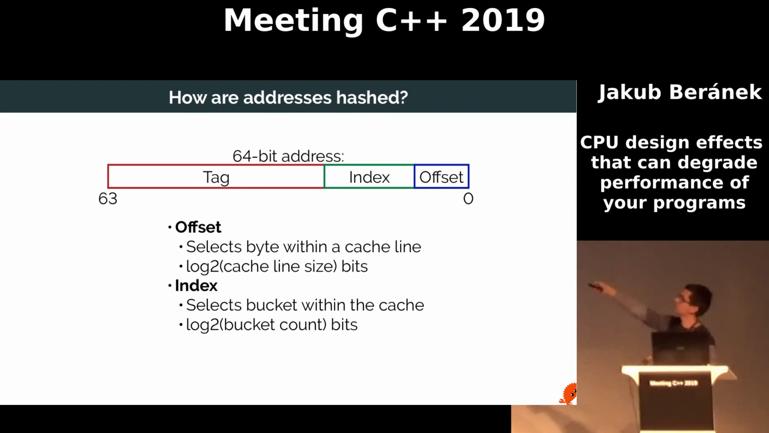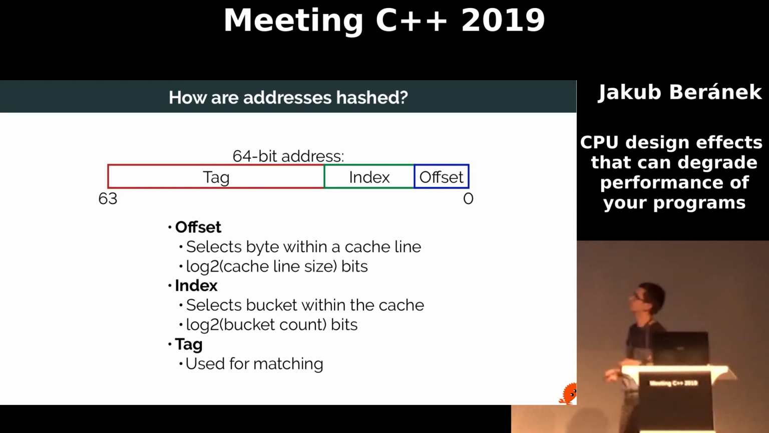And the rest of the pointer is called the tag, and this is used to match if 2 cache lines are actually the same cache line. Because, for example, you can have cache lines that have the same index bits, and let's say even the same offset bits, and therefore they will go inside the same bucket. But it may happen that they have different tag bits, so they are actually 2 different cache lines, so they will evict each other. If they have the same tag, then you have a cache hit. Then you found the same cache line inside the cache.